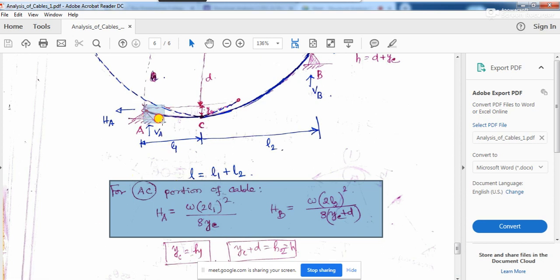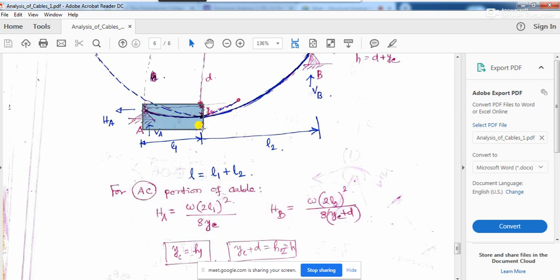Considering this portion of the cable, the only thing you should be very careful about while writing this formula is that this is the half portion of the cable, so this is half portion of the parabola. So instead of this L1, we will write the horizontal force. When we write HA equal to W into L squared, instead of L squared we will be writing 2L1 whole squared by 8yc.